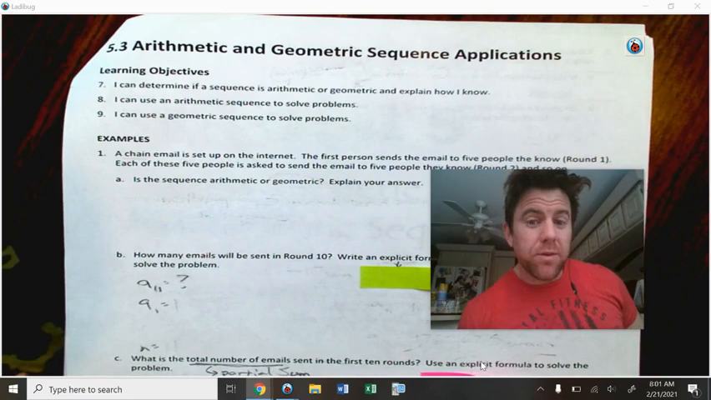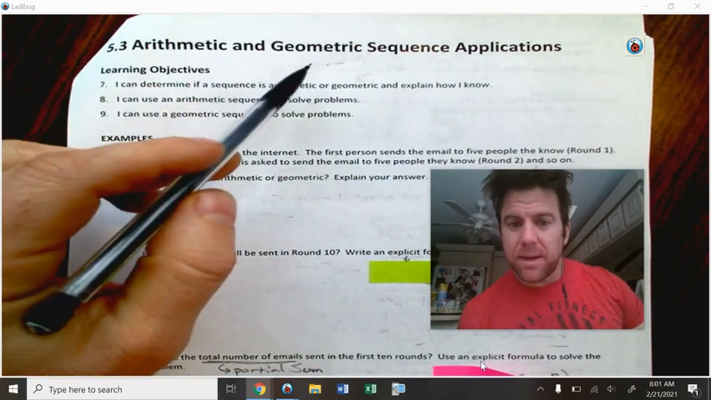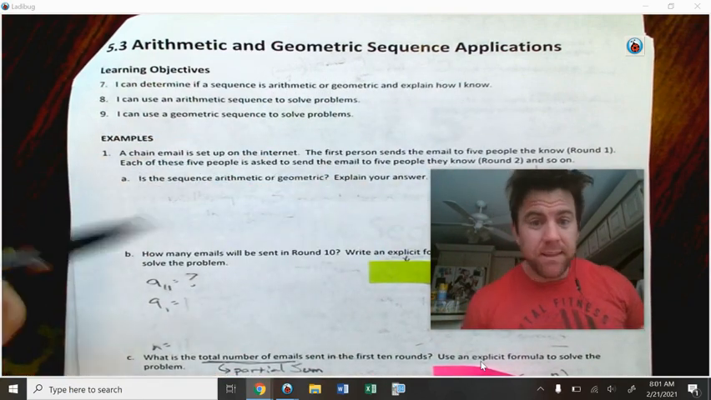But today we're going to talk about this last lesson, which is 5.3, the arithmetic and geometric sequence applications. So some real stuff that deal with these sequences.